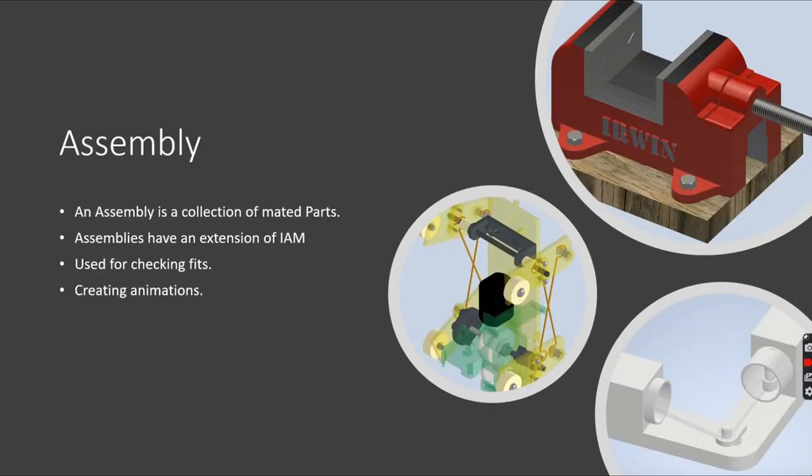We then have assembly files. An assembly file is a collection of mated parts or part files. Assemblies have an extension of IAM. They're used for checking fits and creating animation. Here are some assembly drawings.